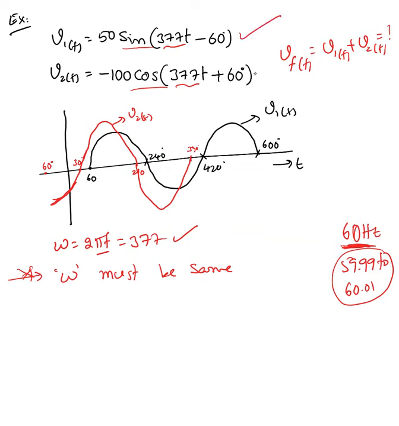Basically, this waveform is coming from one generator and this waveform is coming from another generator, so we are adding those two waveforms. So make sure that omega is the same. Here omega is the same, so we can proceed. The next point is to make sure both waveforms are either sine or cos. Here I have one sine and another cos, so we need to convert either sine into cos or cos into sine. I prefer to work with sine, so I will change it to sine. So V2 of t, I'm going to convert into sine.